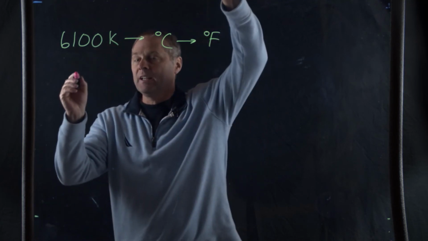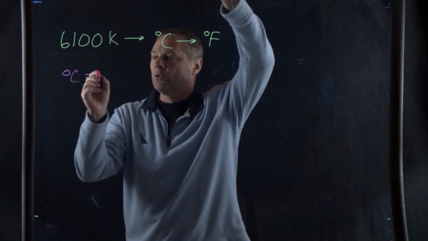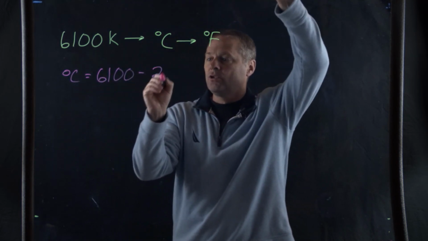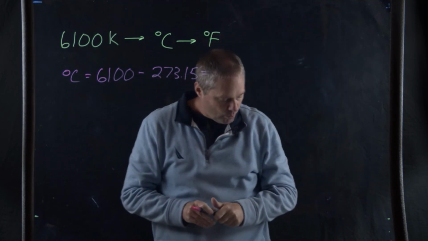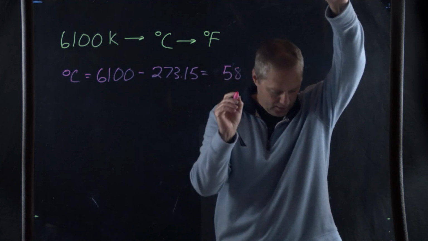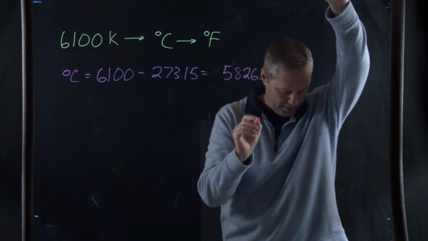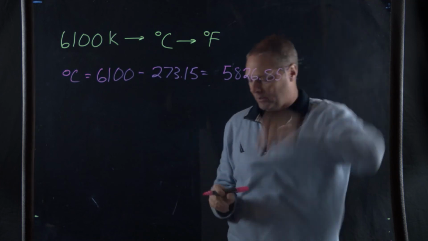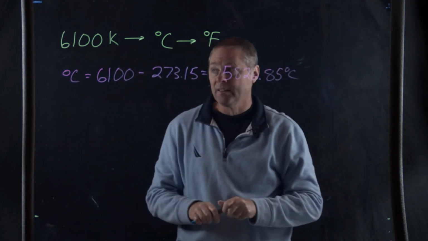We're going to take now degrees Celsius is equal to our Kelvin temperature minus 273.15. We do that arithmetic and we get 5,826.85 degrees Celsius simply by doing the subtraction. Now, we've already seen this one.